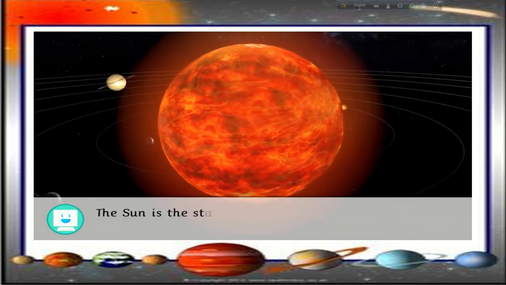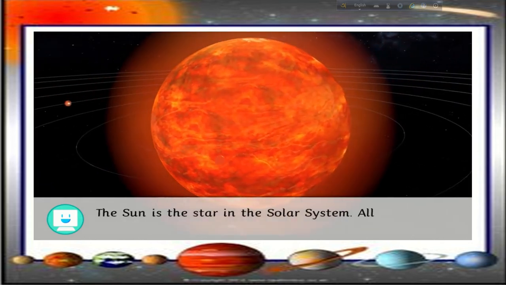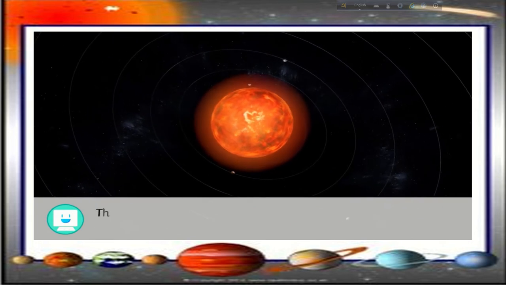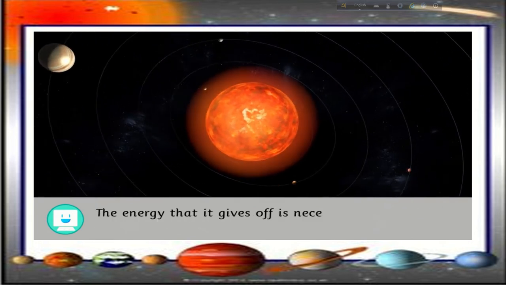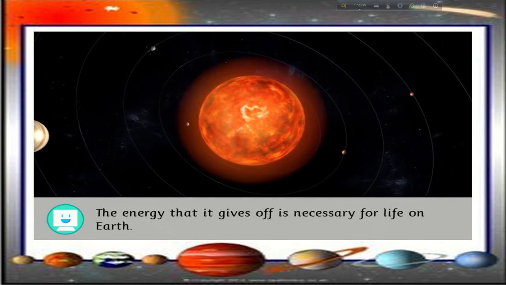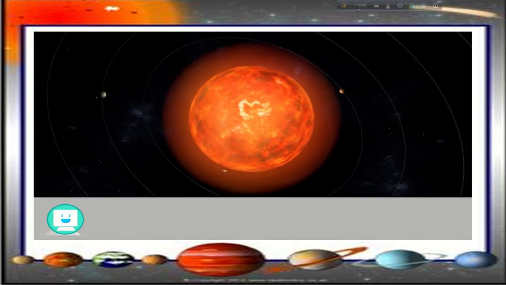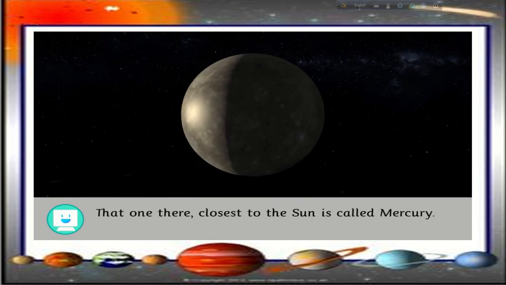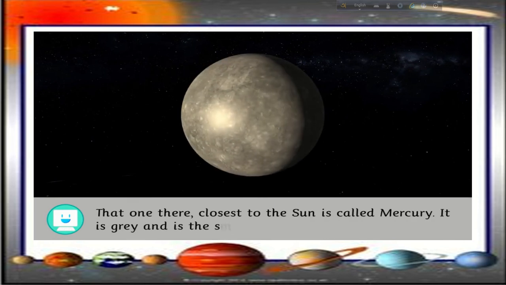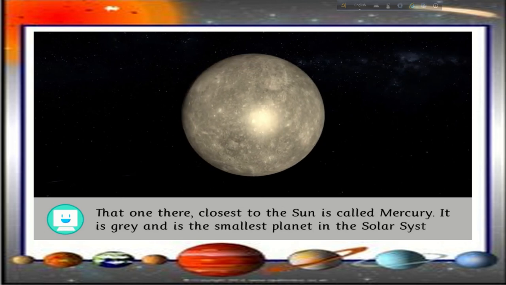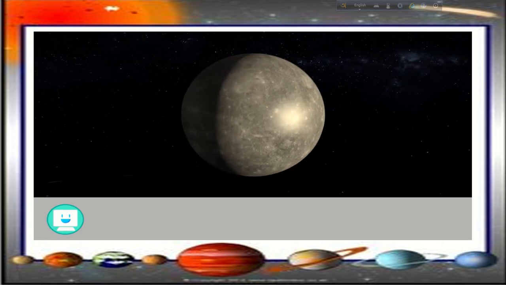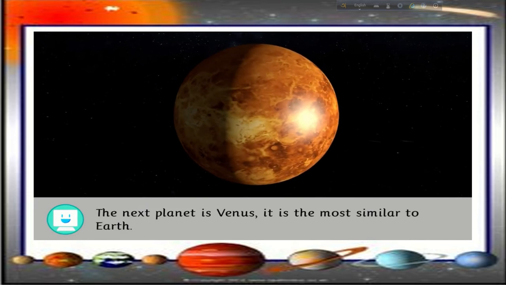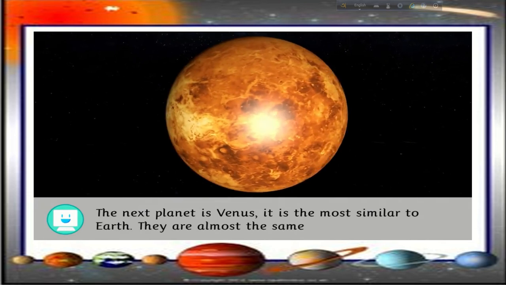The Sun is the star in the solar system. All of the planets orbit around it. The energy that it gives off is necessary for life on Earth. That one there, closest to the Sun, is called Mercury. It is gray and it's the smallest planet in the solar system. The next planet is Venus. It is the most similar to Earth. They are almost the same size.